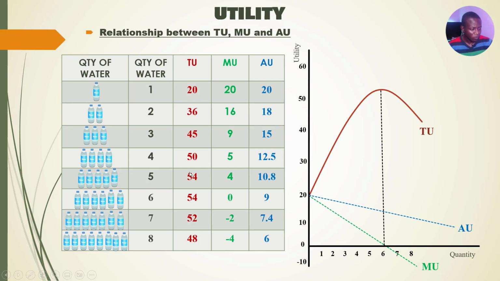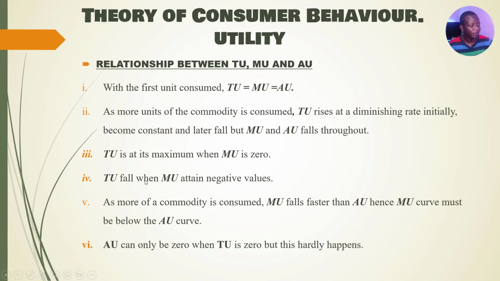From the table, we realize that at the maximum point, 54, marginal utility was 0. At this point, the consumer is getting no satisfaction from the commodity or the bottle of water that he or she will be consuming. And from the graph, we realize that at quantity 6, total utility was at its maximum or at its peak, whilst the marginal utility was 0 here. Okay. Then the fourth point. Total utility falls when marginal utility attains negative value.